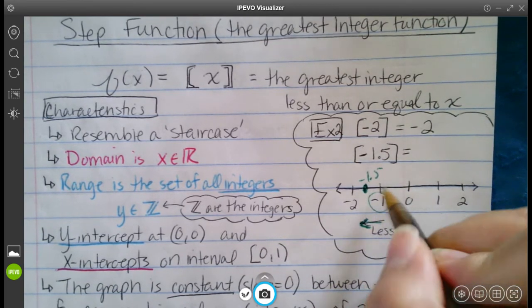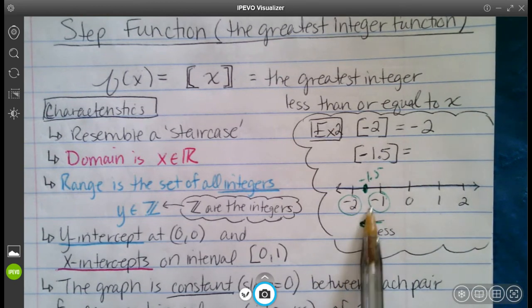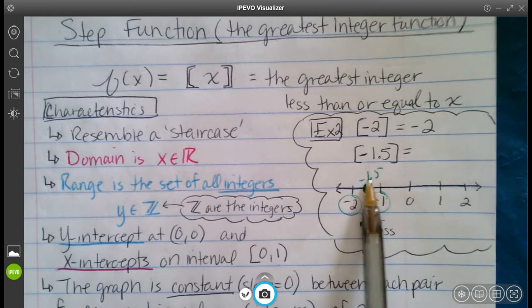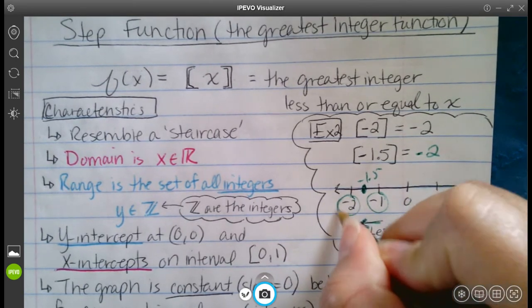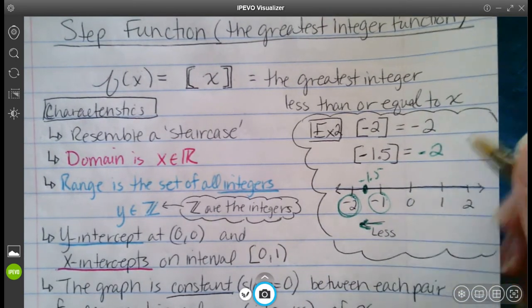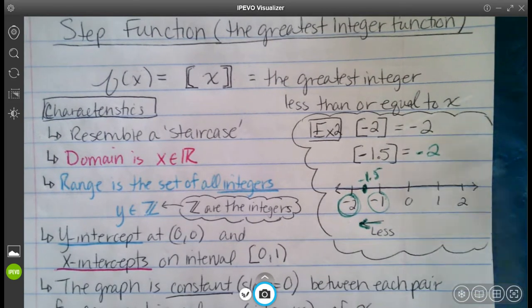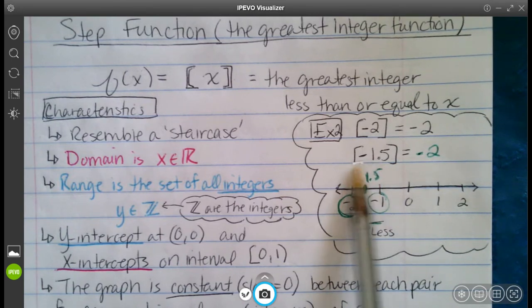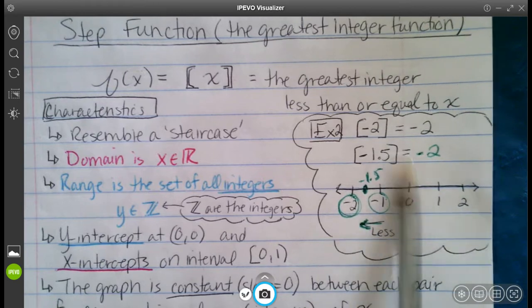It's either going to be -1 or it's going to be -2, because those are the two integers that this number falls between. Since it has to be less than or equal to this number, well, -2 is less than -1.5, so the answer would be -2, okay? So another way to think about it is, what's the closest number to this that is on the left side? Okay, so we'll do some more examples of this in a little bit.